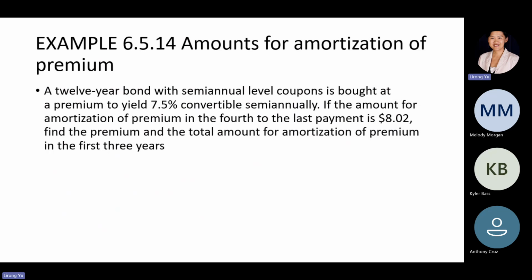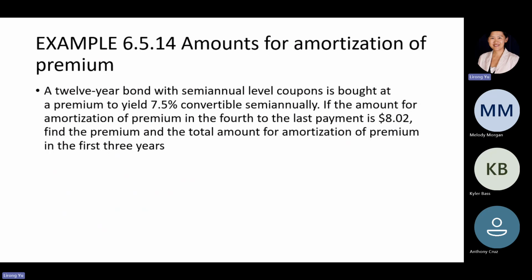So I think we're not given the coupon rate, we're given the interest rate, the actual yield interest rate for the cash flow. The amount for amortization of premium in the fourth to the last payment is 8.02. So that sounds a little bit tricky. What do we mean by the fourth to the last payment? If you've got n payments, then the last payment will be the nth payment, right?